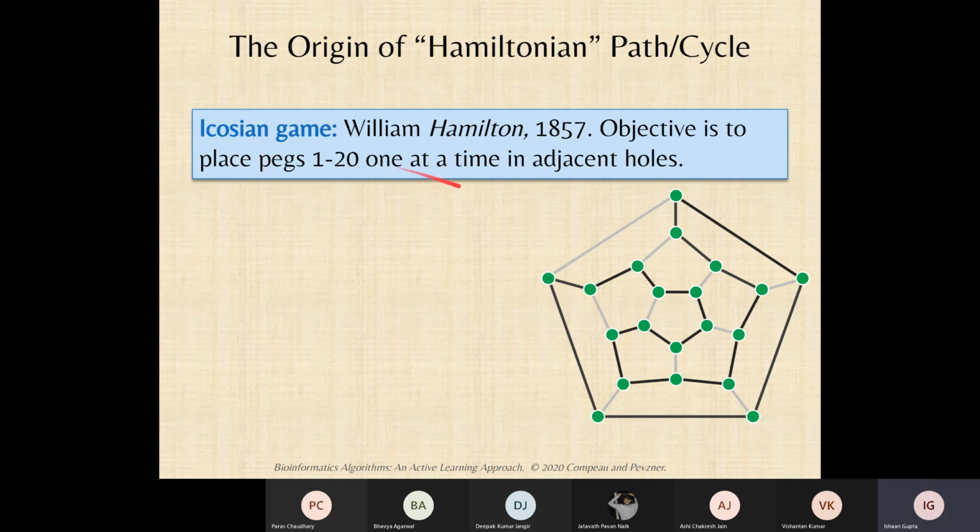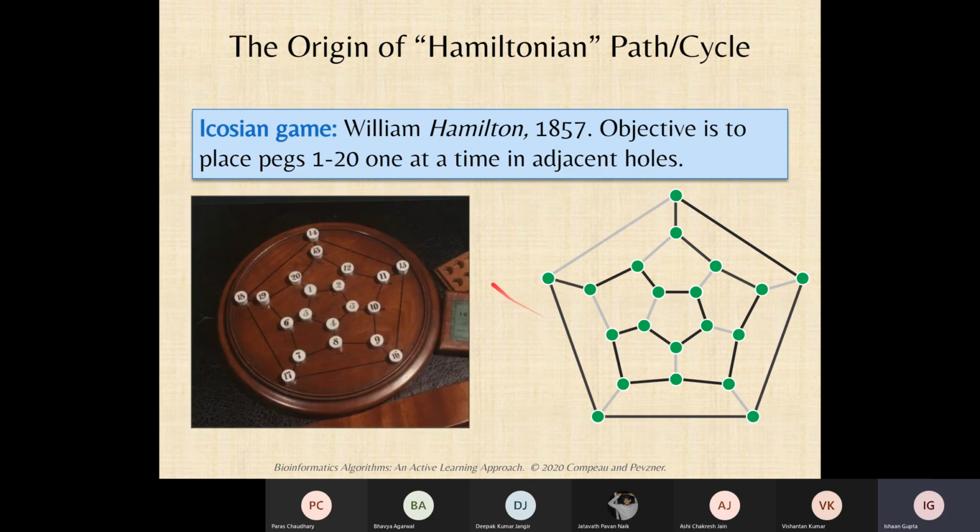Okay, so this was called the Icosian game, and where you start, you place the number one, and in the next one you place number two, and so on and so forth, so that each adjacent number represents a connection. So this was the original game.